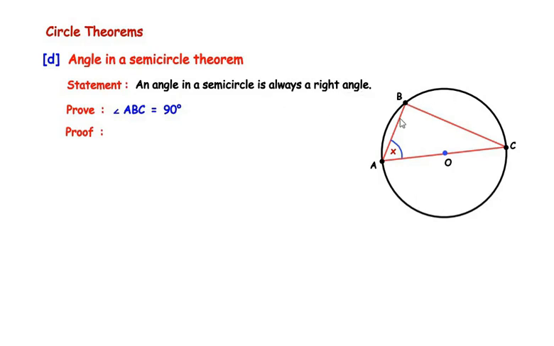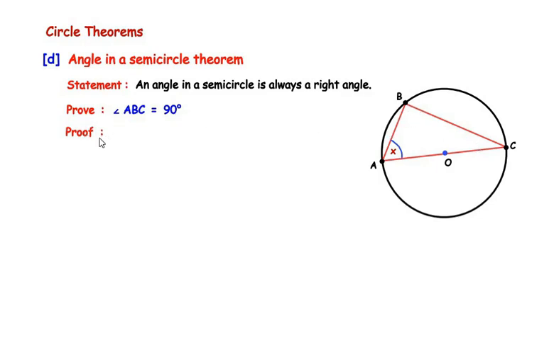Now here we have drawn a circle with center O and AC is the diameter of the circle passing through the center O. So the diameter AC divides the entire circle into two equal halves. This half is called a semicircle and this half is called a semicircle. Now here we have drawn an angle using the points A and C, that is the diameter, in one of the semicircles at point B. So according to the statement of the theorem, we need to prove that the angle made in a semicircle, that is angle ABC, is a right angle, that is it should be equal to 90 degrees.